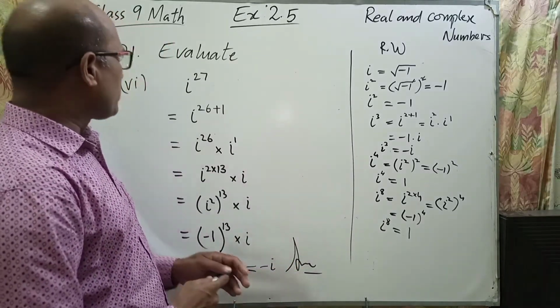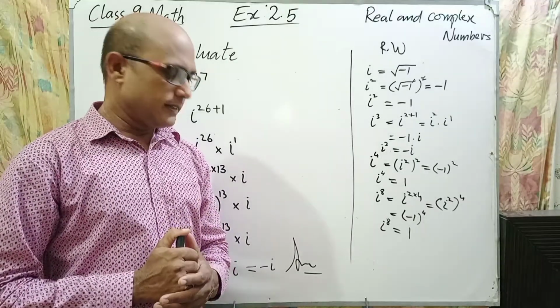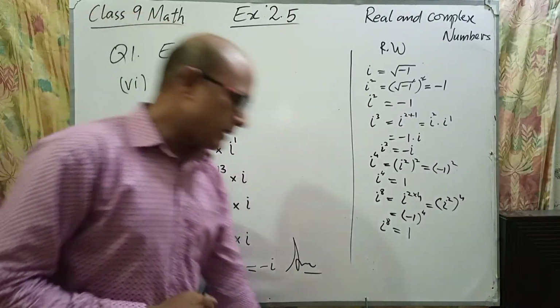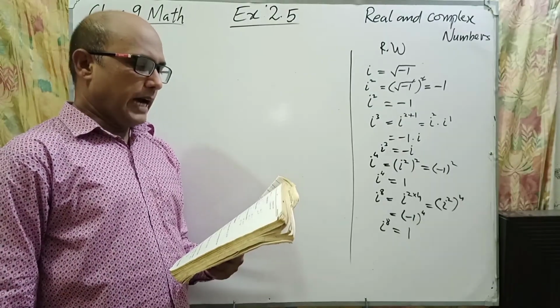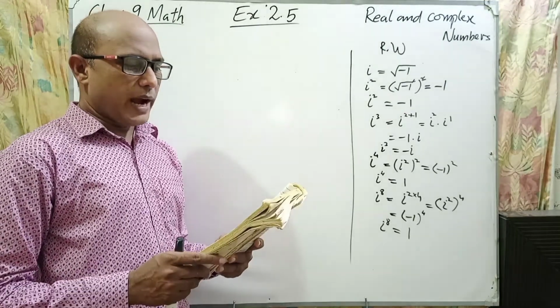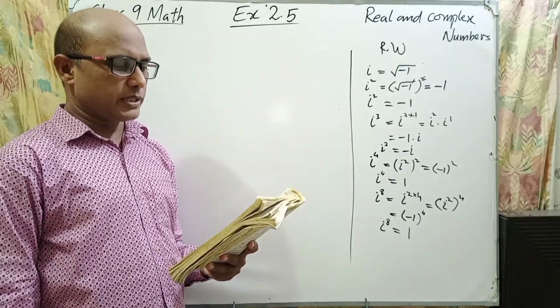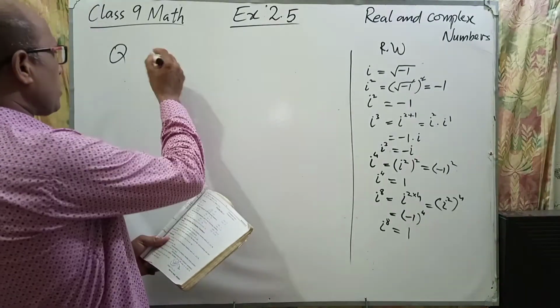So students, from question number 1, I have solved 2 of its parts. So let me tell you about the other questions. Students, I will read the statement of question number 2 for you. Write the conjugate of the following numbers. In question number 2, we have to find the conjugate of the number.